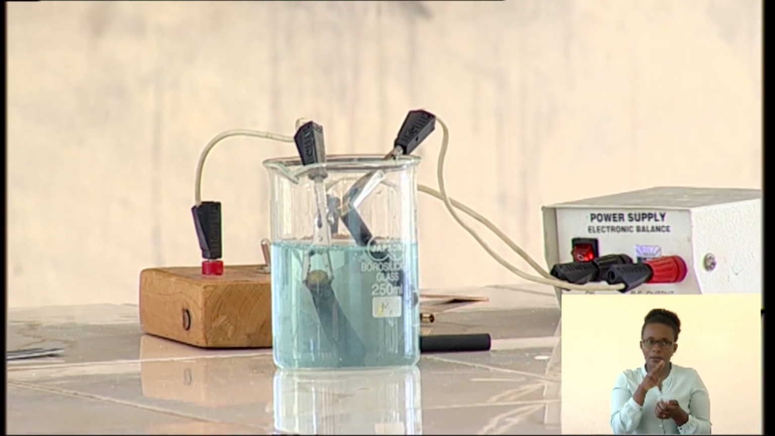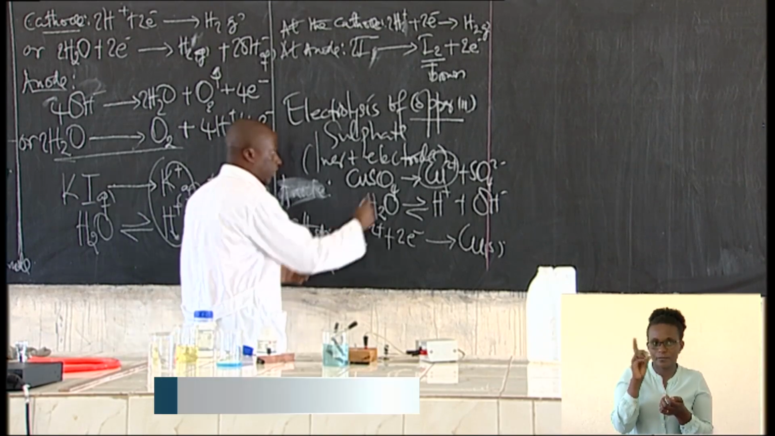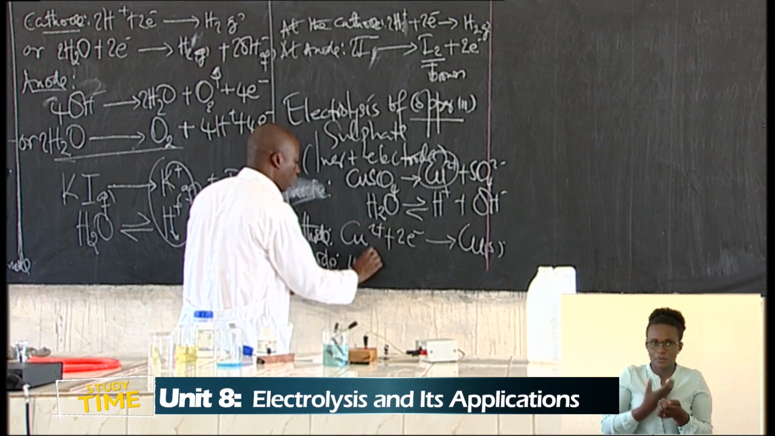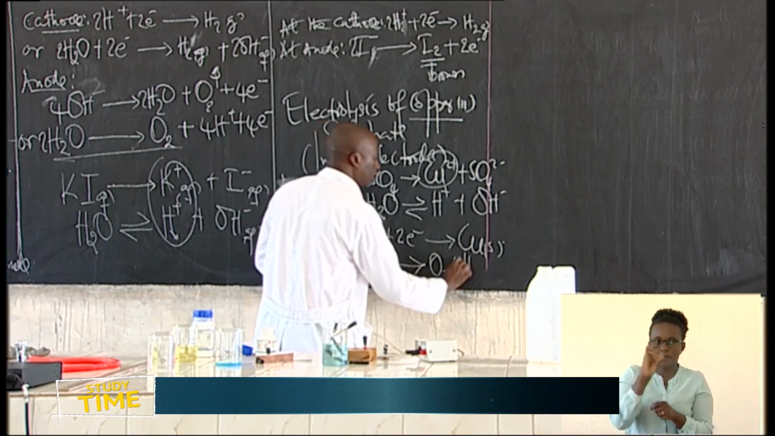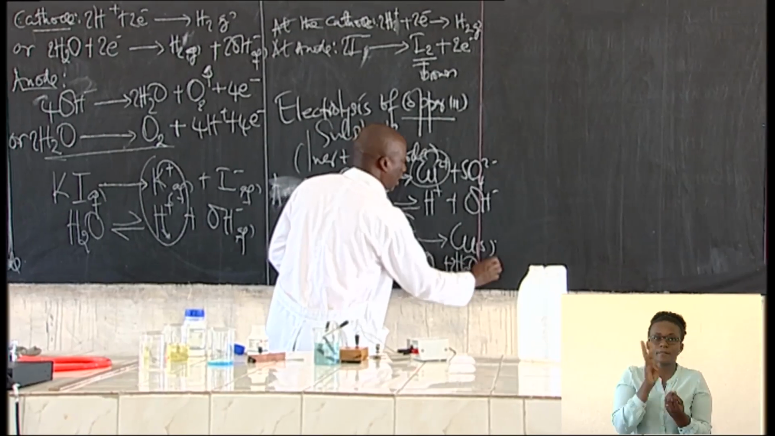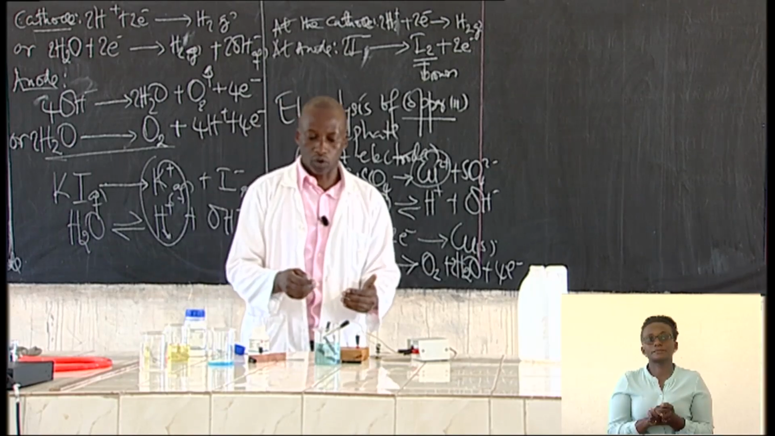At the anode, you will have oxygen discharging, so you have a colorless gas. That is where you will have oxygen, water, plus the 4 electrons. So those are the reactions that are going on.